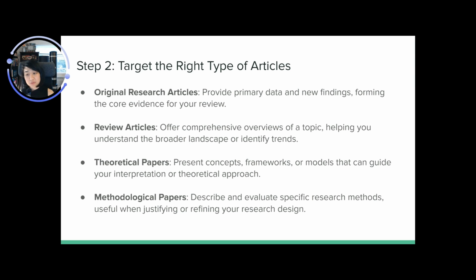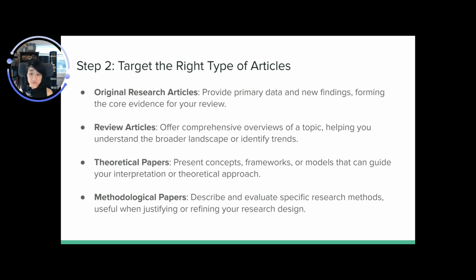Then the second, smaller group: review articles. These are papers that offer a comprehensive overview of a topic. They help you understand the broader landscape or identify trends. Typically, you don't cite these directly in your paper, but they are good landscape papers that can point you in the right direction to the primary sources of the results.